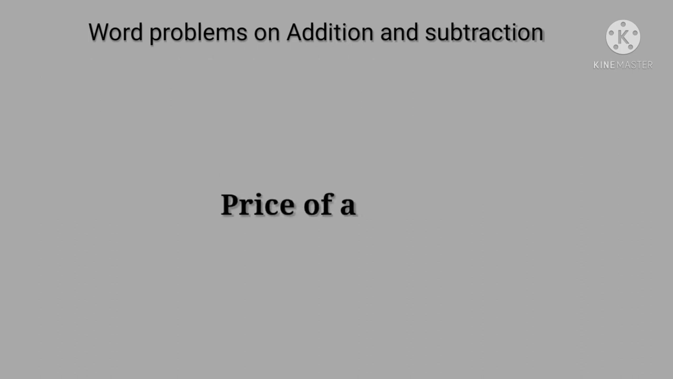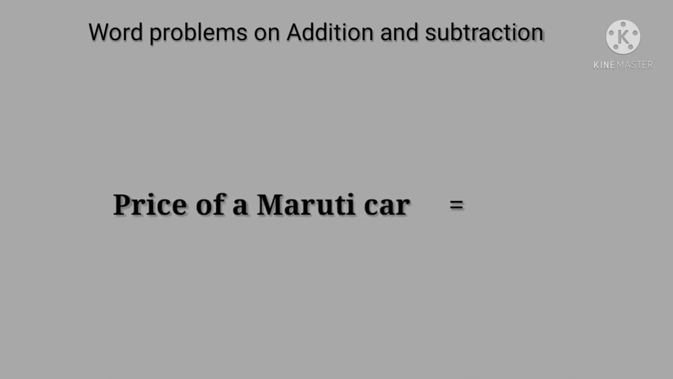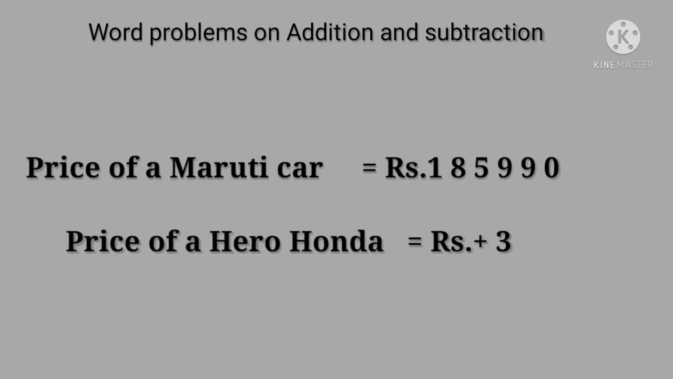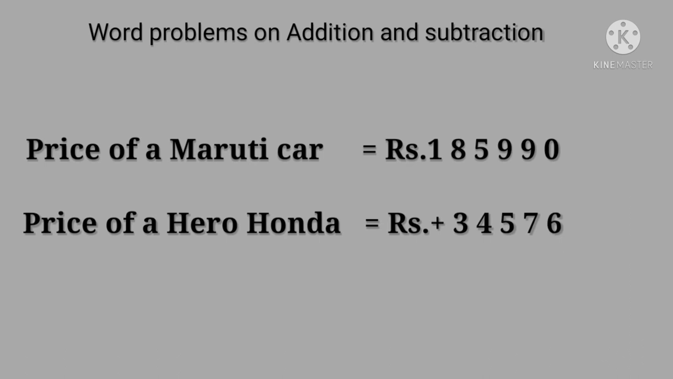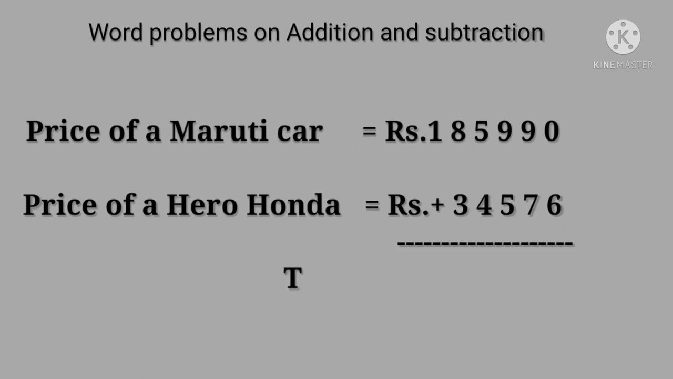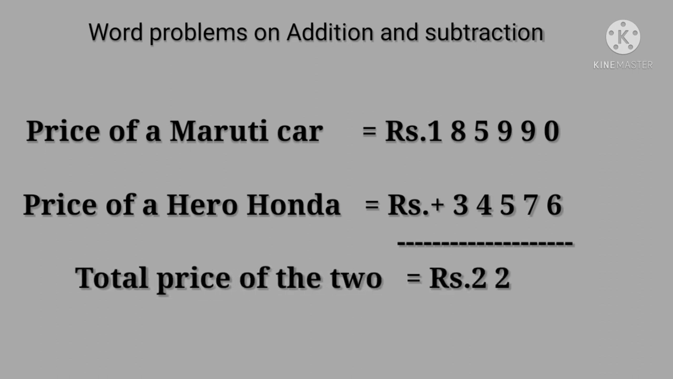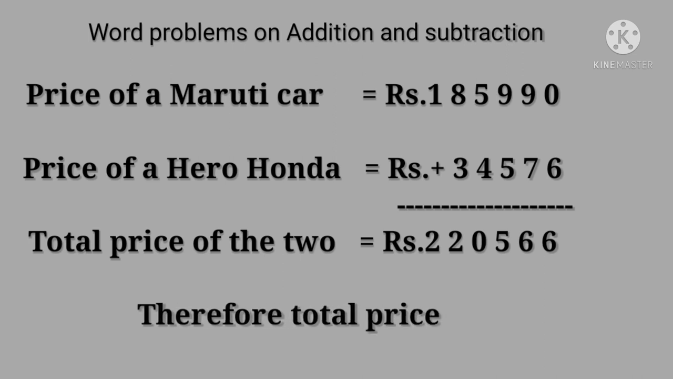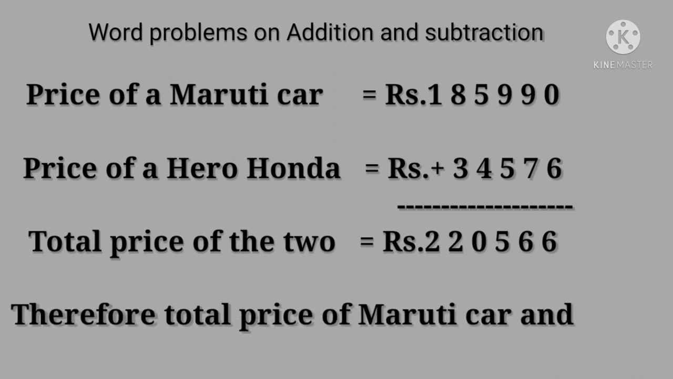Price of the Maruti car is rupees 1,85,990 and Hero Honda price is 34,576. So we have to write the plus symbol as shown in the picture. So when we are adding, the total price of the two vehicles we will get is 2,20,566.